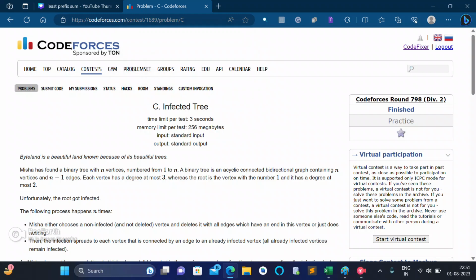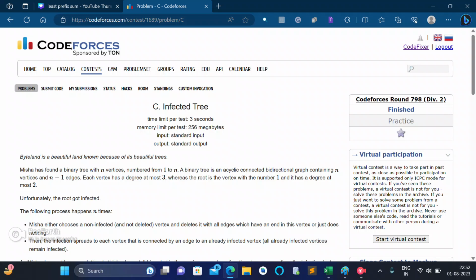Hello everyone, so today in this video we are going to discuss this question, Infected Tree, which was asked in Codeforces Round 798 Div. 2. In this question we are given a binary tree rooted at node 1, and node 1 is given to us as infected.